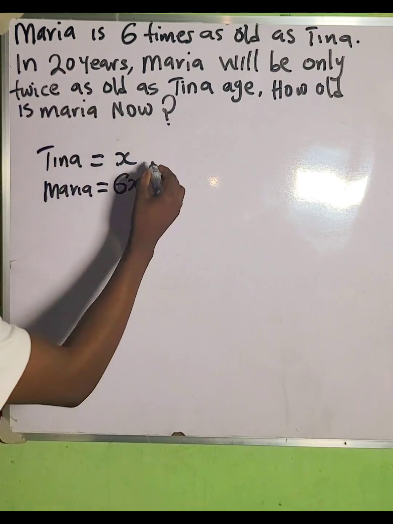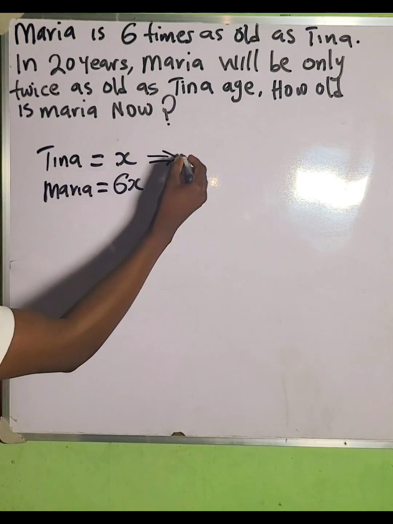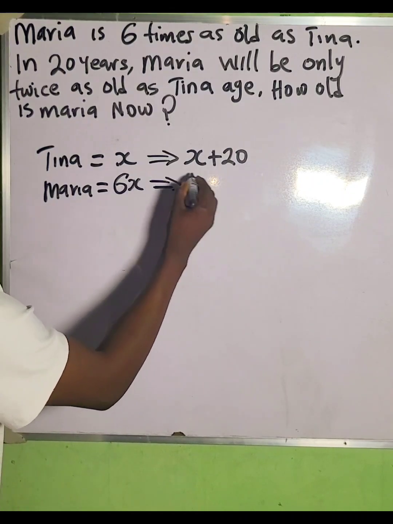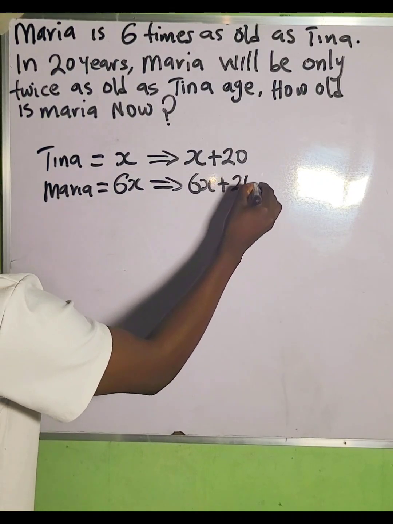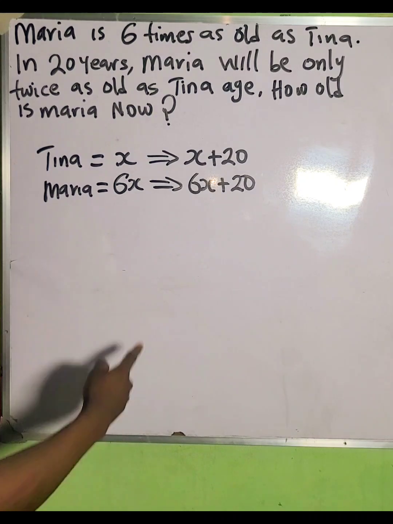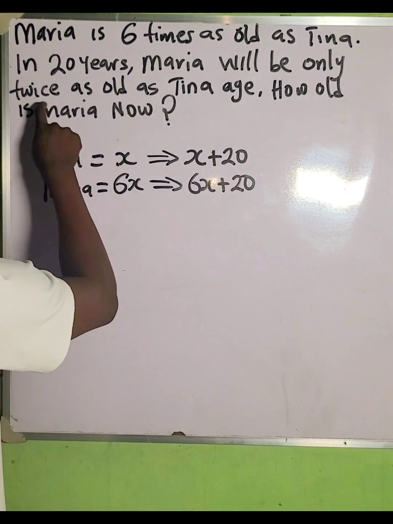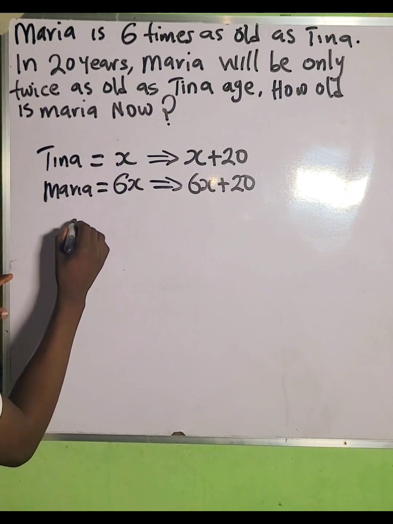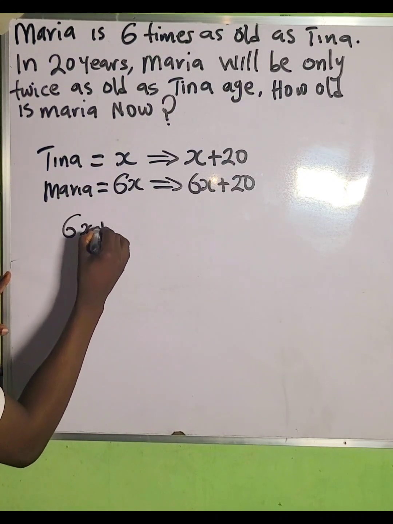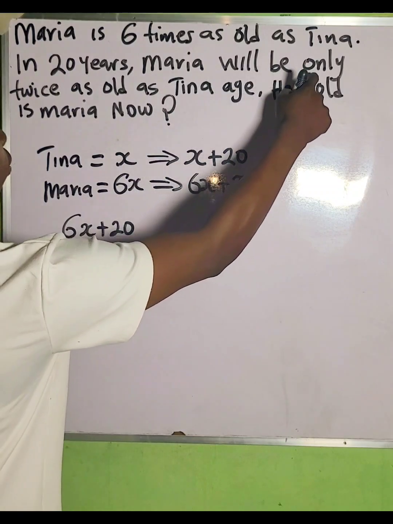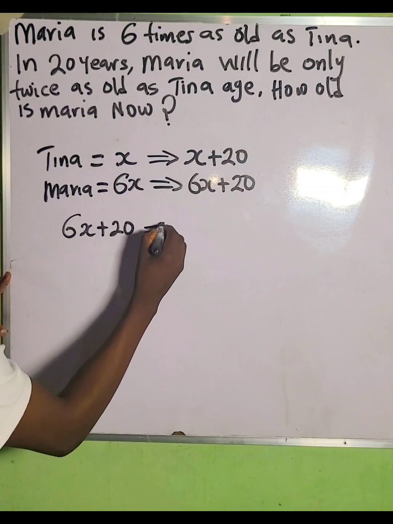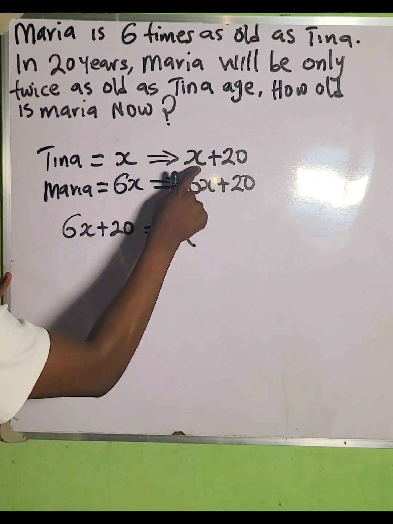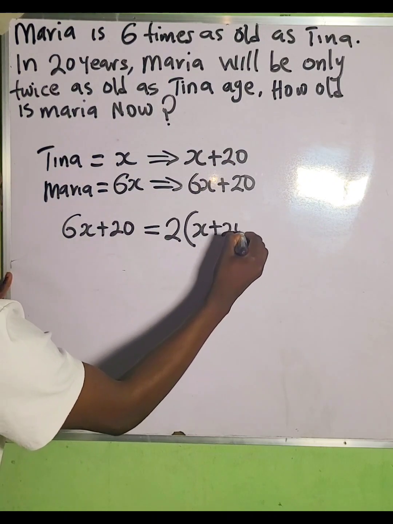So in 20 years implies the age of Tina in 20 years is going to be the present age plus 20 years. Then the age of Maria is going to be the present age plus 20 years. Then the question further reads, Maria will be only twice as old as Tina's age. So this is the age of Maria in 20 years. This is going to be 6x plus 20, which will be twice as old as Tina's age. So this is Tina's age. It's going to be x plus 20.